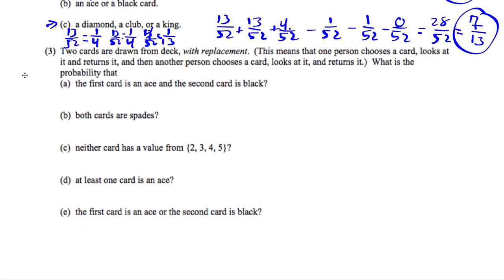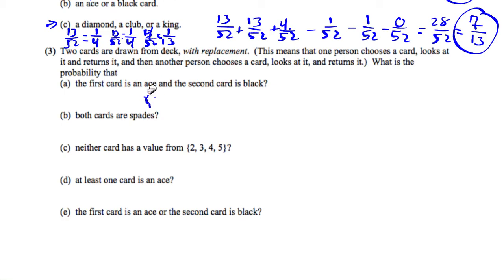And then for 3, 2 cards, and we are replacing them. So this means I pick a card and put it back in the deck. So what's the probability that... that means we can just multiply straight probabilities. So what's the probability the first card is an ace? Well, that's 1 out of 4.